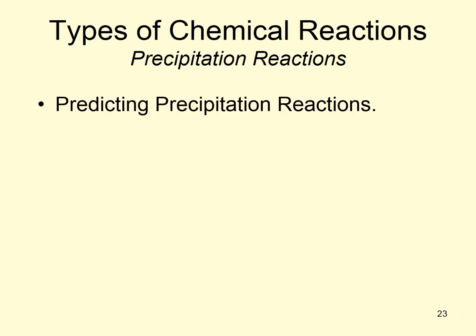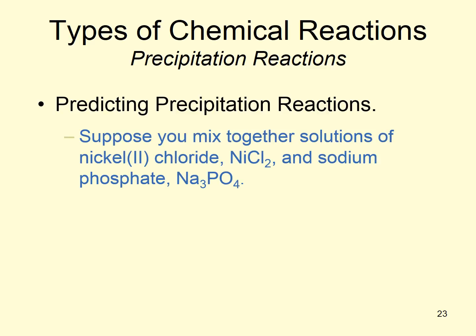So how can we predict if a precipitate will occur or not? Well, again, we're going to use our solubility rules, and we're going to write our reactions. So far, we've looked at equations that have told you if something was aqueous or not, and so now we're just going to use our solubility rules to determine if that's true or not. All right, so suppose you mix together nickel(II) chloride, NiCl2, and sodium phosphate. Will a precipitate occur?